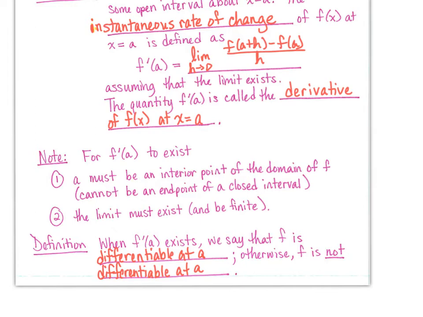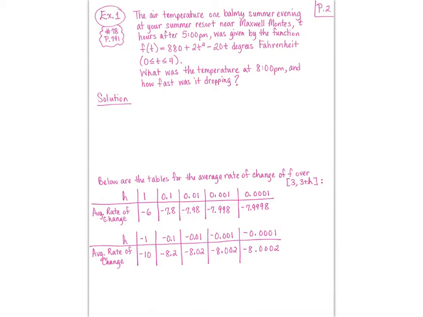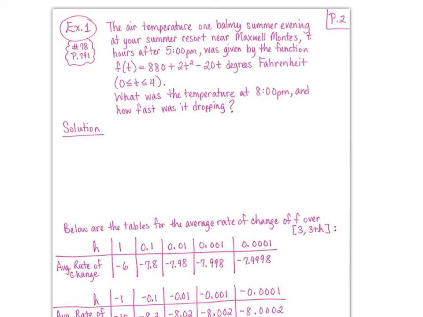Remember that the instantaneous rate of change of f of x at x equals a is defined by f prime of a equals the limit as h approaches 0 of your difference quotient. So h is approaching 0. Let's look at an example with several parts.